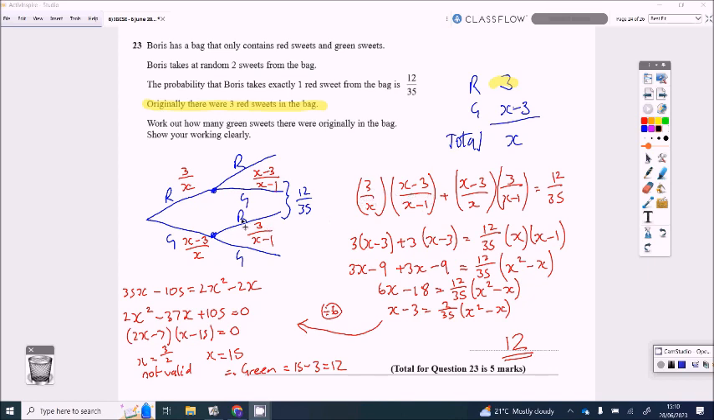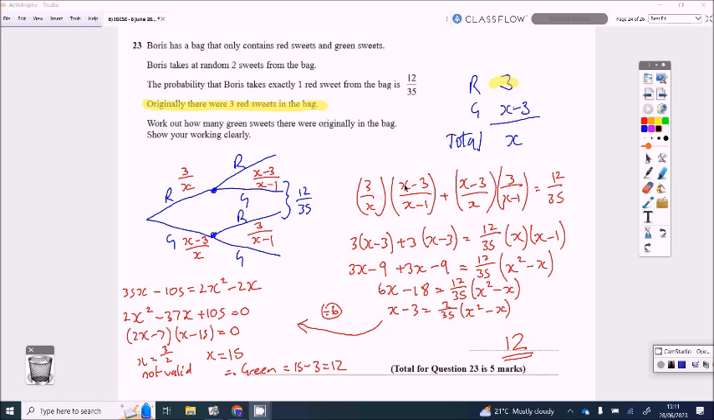Now what about green-red? Getting a green with our first pick, that's fair enough. That's x minus 3 out of x. And then getting a red with our second pick, well, we've still got 3 reds because we picked a green first of all. And our total is now x minus 1. We've gone down 1 because we've picked a green. So green-red is this times this: x minus 3 over x times 3 over x minus 1.